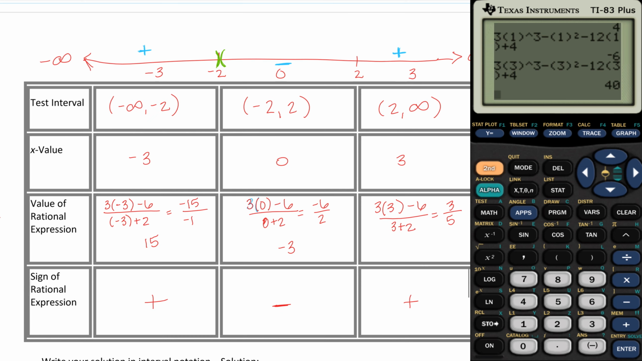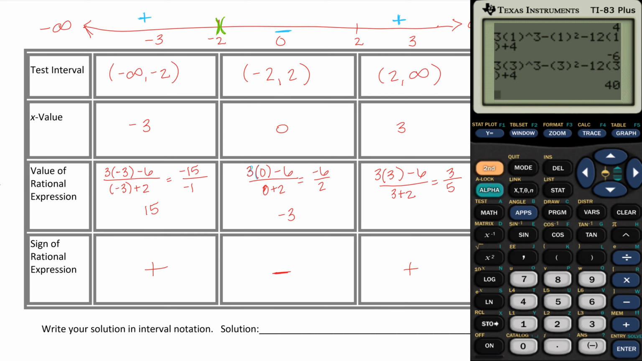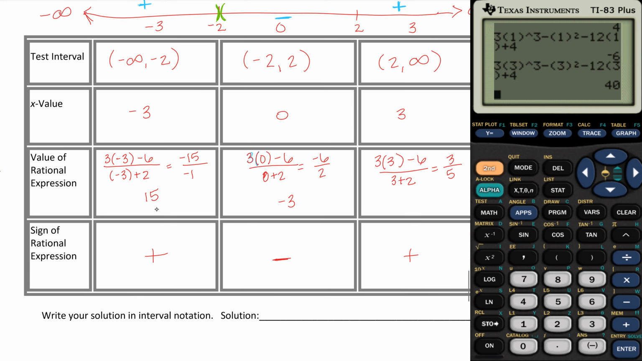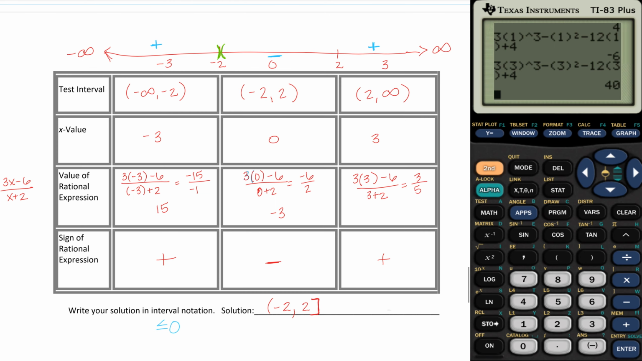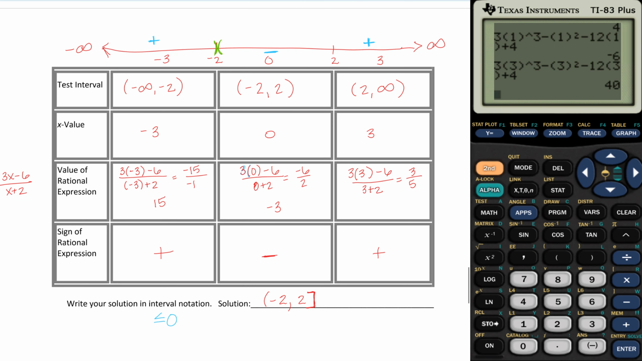So I know it's going to be my interval between negative 2 and 2. Remember, it said less than or equal to 0. I know it can't include that negative 2, so when I write my answer on that side, it will be a parenthesis at negative 2. But it will include that positive 2 with a bracket because it has to be less than or equal to. So we added an extra layer to the parameters.